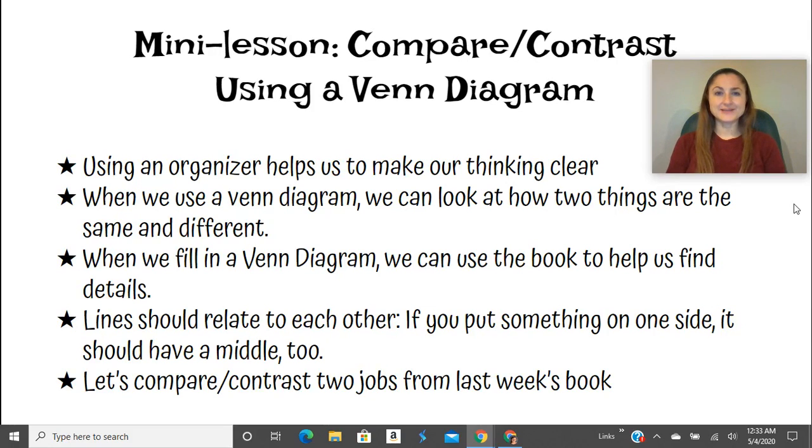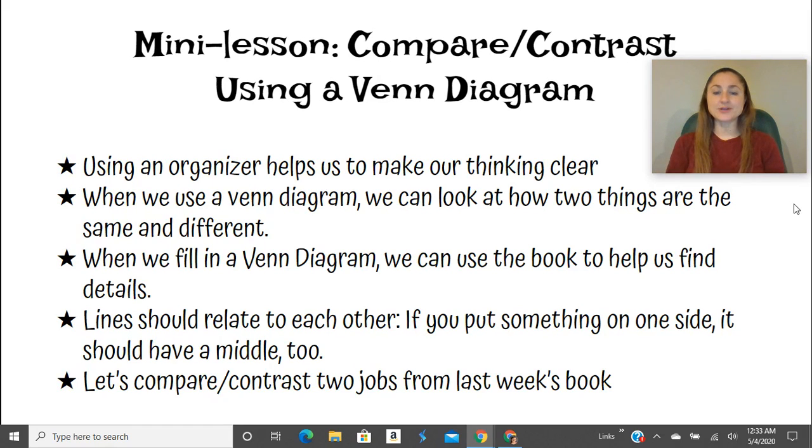For our writing mini lesson, we're going to talk about comparing and contrasting using a Venn diagram. Using an organizer helps us to make our thinking clear. When we use a Venn diagram, we can look at how two things are the same and different. When we fill in a Venn diagram, we can use the book to help us find details. Lines should relate to each other. If you put something on one side, it should have a middle too.